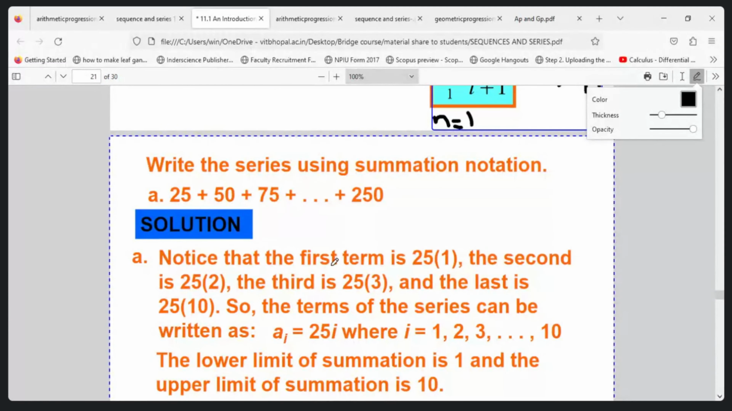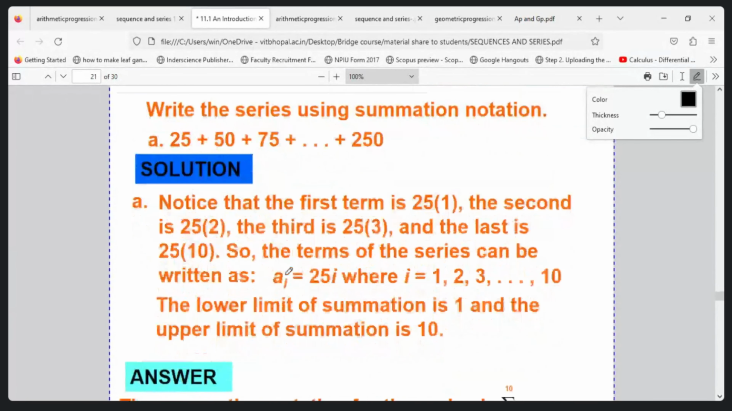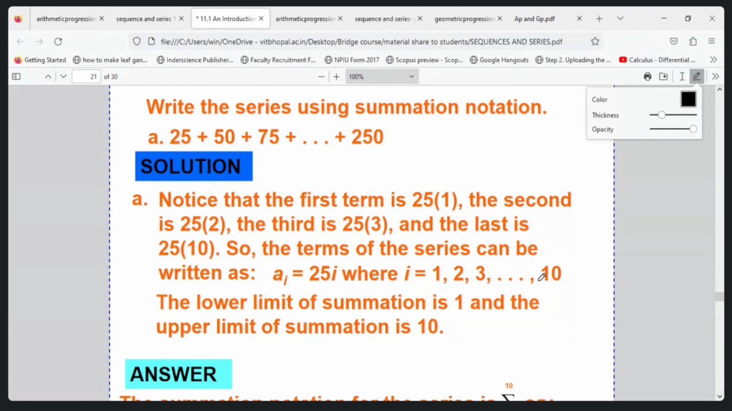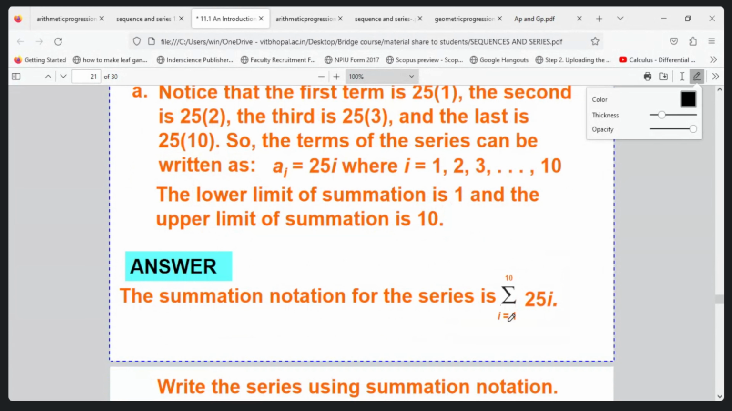Okay, notice that the first term is 25 into 1, the second term is 25 into 2, the third term is 25 into 3, and the last term is 25 into 10. So the term of the series can be a_i equal to 25i, where i goes from 1 to 10. That means the summation of 25i, i equal to 1 to 10.